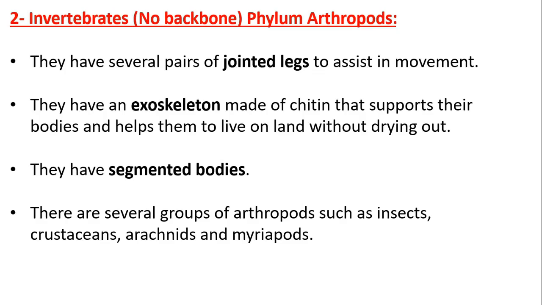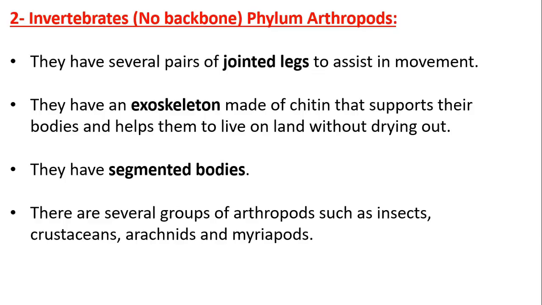They have exoskeletons. What do I mean by an exoskeleton? I mean that it's a hard shell or a hard covering of the body. It's made of a material called chitin. Why do they need it? Of course, to support their body. If they did not have any support or any coverage, they could die out. Also, they have segmented bodies. Their bodies are made of segments.